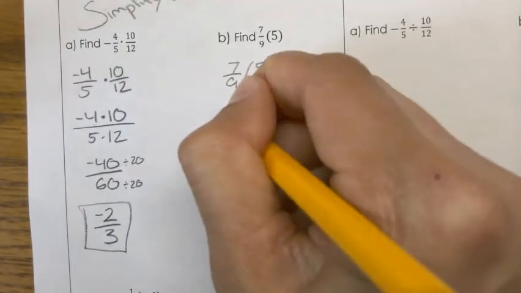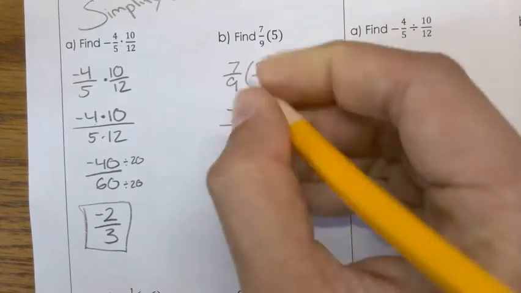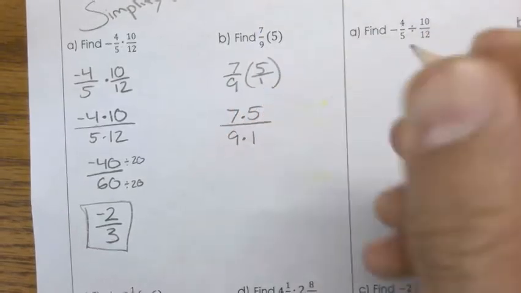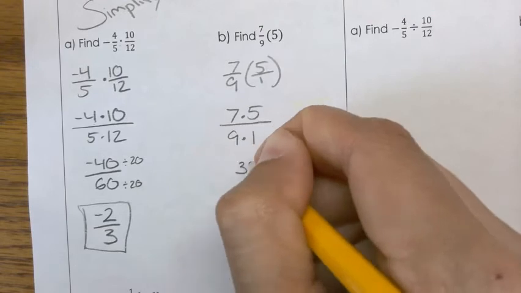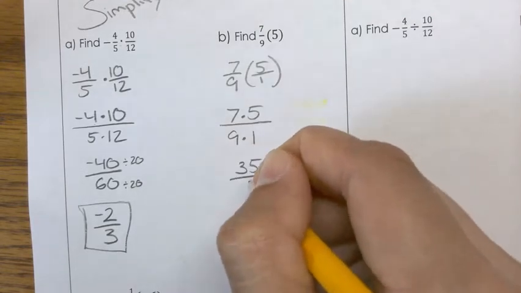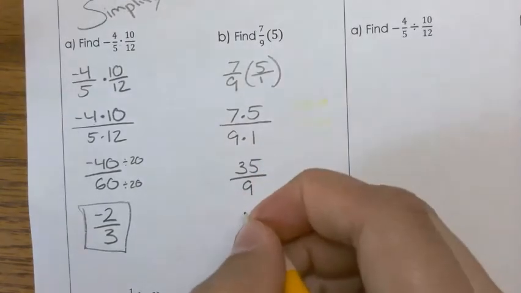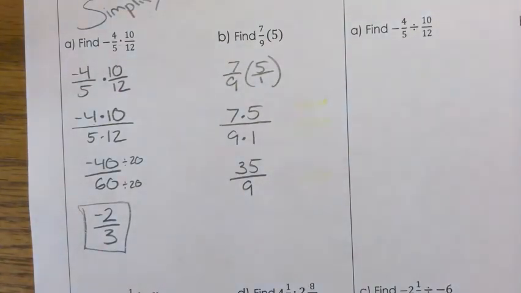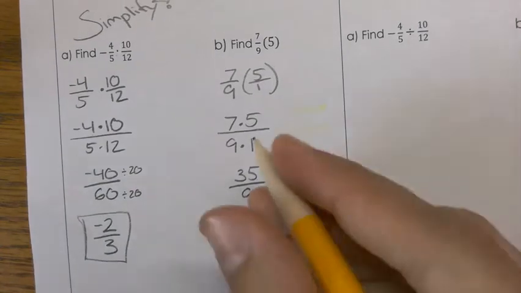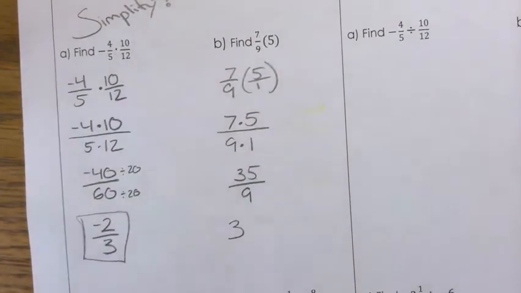Multiply the numerators, 7 multiplied by 5, and the denominators, 9 multiplied by 1. 7 multiplied by 5 is 35, 9 multiplied by 1 is 9. And then let's think, well, how many times does 9 go into 35? Well, 9 multiplied by 3 would be 27, so that means it goes into it 3 times.